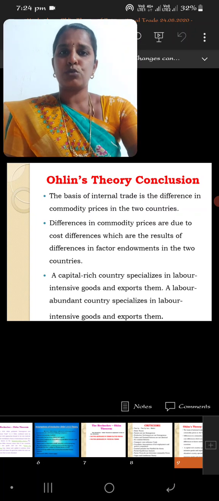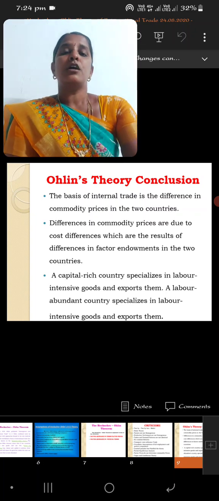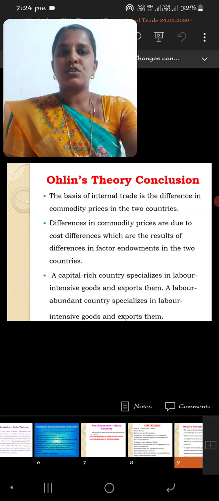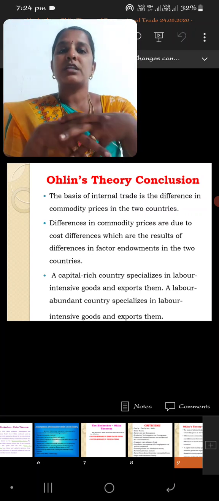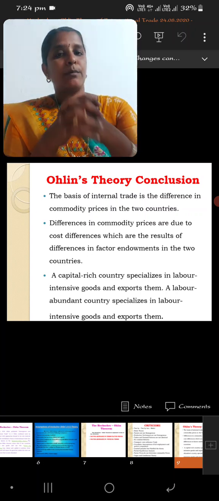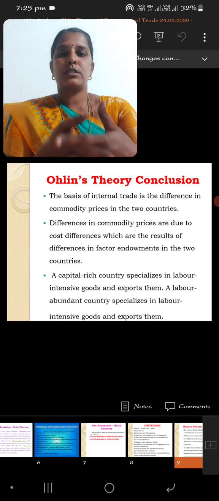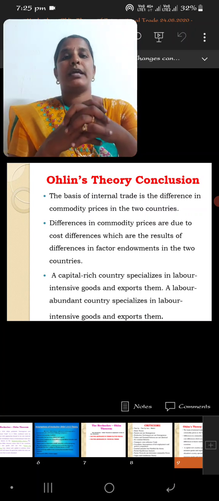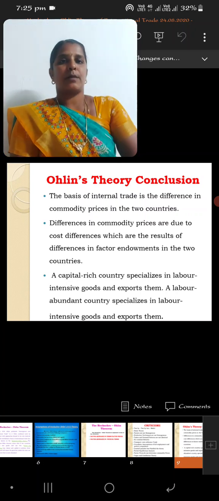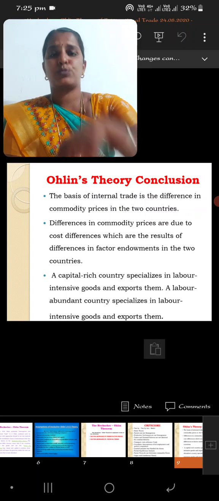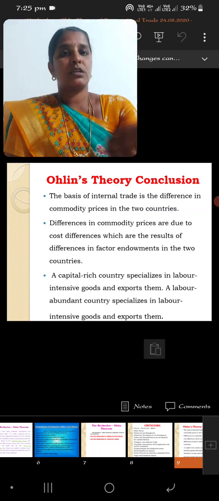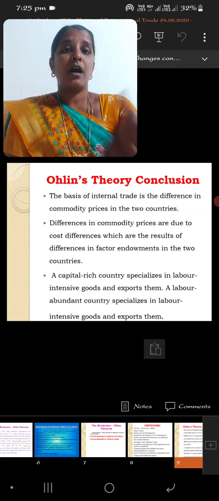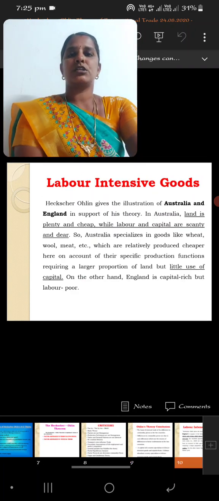So we come to the conclusion about the Ohlin theory. It is based on international trade and the difference in the commodity prices of the two countries. So the countries abundant in labor specialize in labor intensive goods and export them. Which country is abundant in labor? They export more labor intensive goods. If the country has more capital, it exports more capital intensive goods.